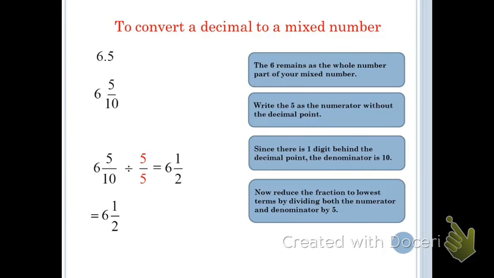6.5. The 6 remains as the whole number part of your mixed number. Write the 5 as the numerator without the decimal point. Since there is 1 digit behind the decimal point, the denominator is 10. Now reduce the fraction to lowest terms by dividing both the numerator and the denominator by 5. 6 1/2.